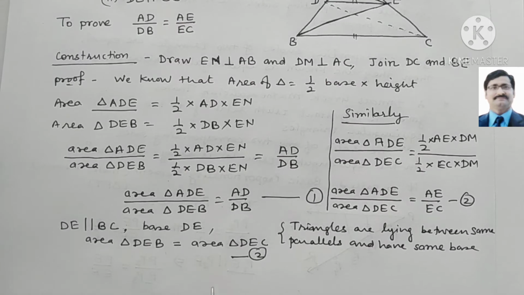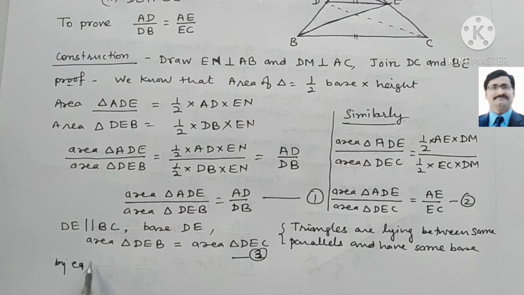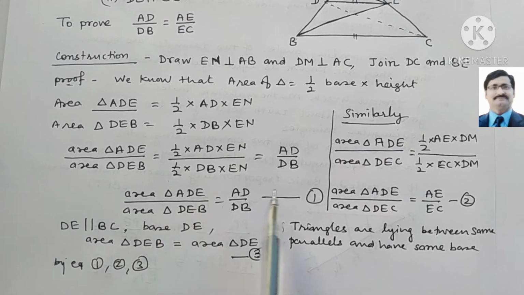So we can write, now look here, by equations 1, 2 and 3. Look here, the numerators are equal.